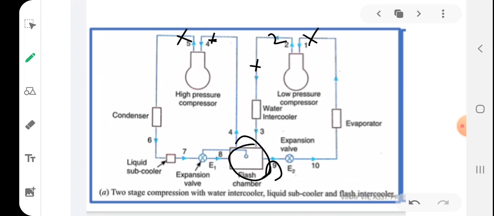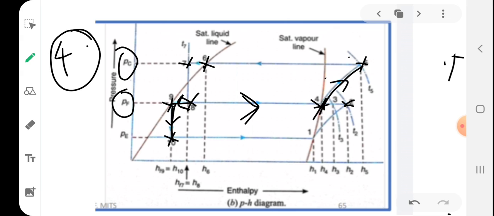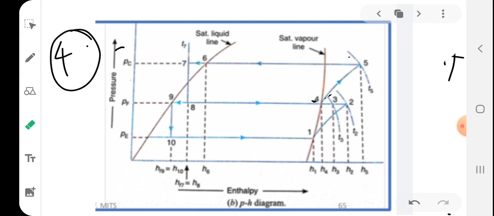Okay, and the saturated vapor will mix with the incoming state 3 to form 4. I will show you once more. So the state 8 will mix with the state 3 to form state 4. The mixing takes place and state 4 will be saturated vapor.